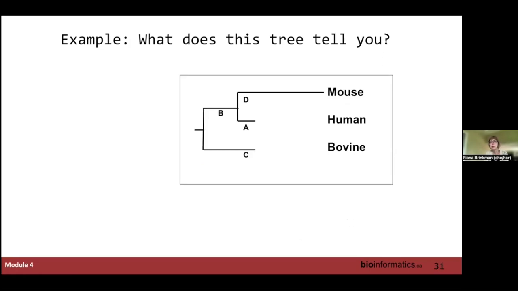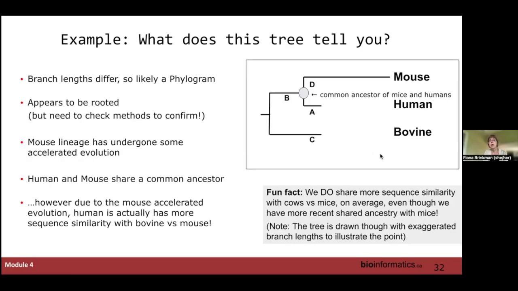So let's just look at a tree ourselves and see what this tree tells you. Do you see anything notable about this? What are your first impressions? I'll give you a sec to look at this and reflect on what you think is going on here. These are just labeling some branches here with A, B, D, and C, because I'm going to talk about them. Okay. So first thing you should notice is the branches are differing in length. So it's likely a phylogram.